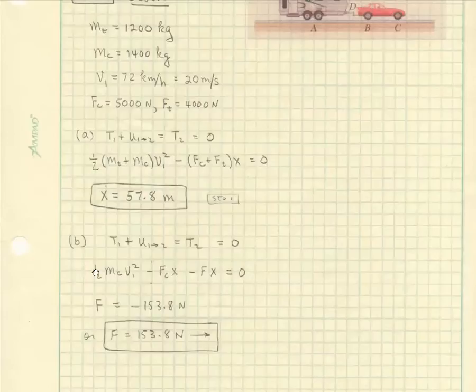But the initial kinetic energy of the car is 1/2 mass of the car times velocity squared, minus then the work done by the braking force on the car, which is F sub c times x, and it's a minus. And then we're going to have minus the force in the hitch times x. We're assuming that it's minus here. And that's equal to 0. So when you solve for F out of this, you actually get minus 153.8 newtons, which means that the force that the hitch applies to the car is actually to the right. So 153.8 newtons to the right is the answer.